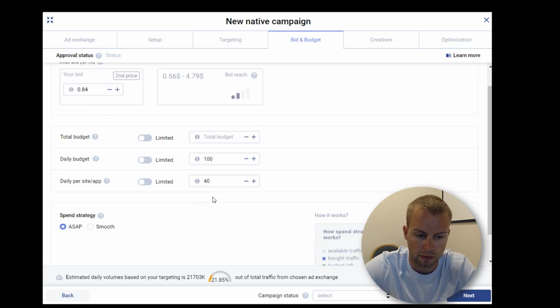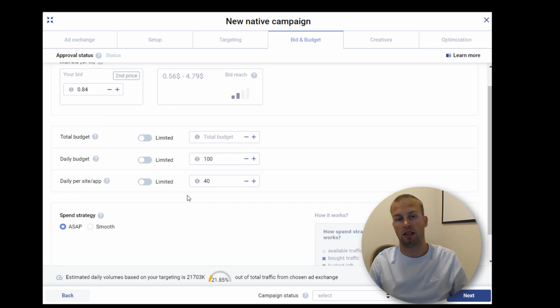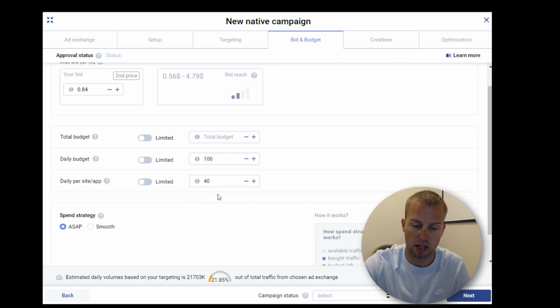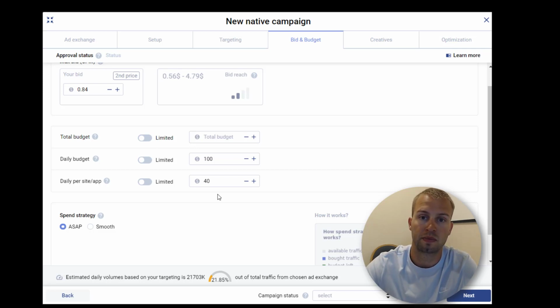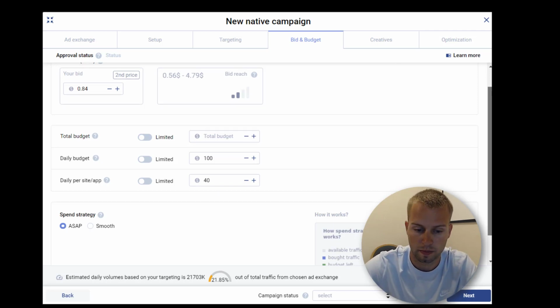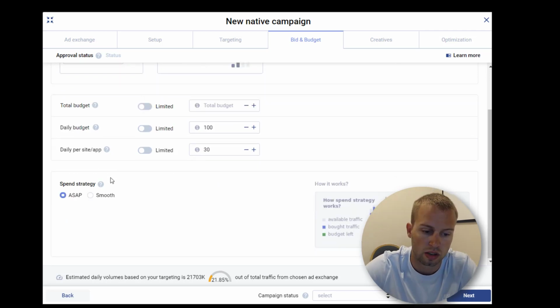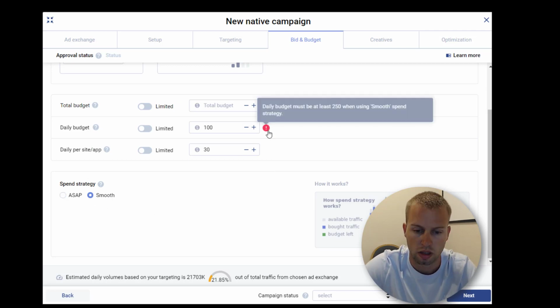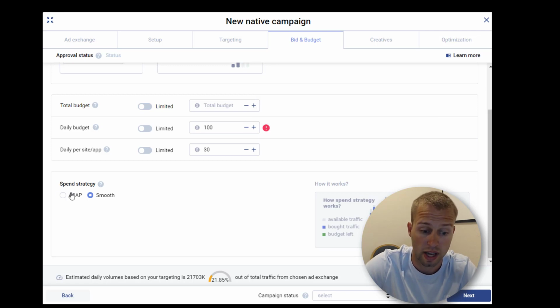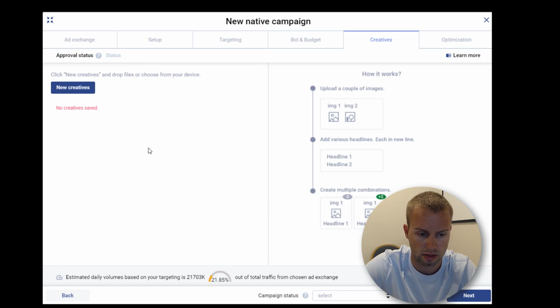So I'm going to set a $40 per site budget, because I don't want one of my websites spending the full $100 in like an hour and then not letting the other websites get a chance to test my ads. You know, I'm going to go 30. So spending strategy, I can't do smooth because my budget's not $250 a day, which is a little high. If you try to click it, it'll say that you can't. So I'm going to just stick with ASAP, and then I'm clicking next.